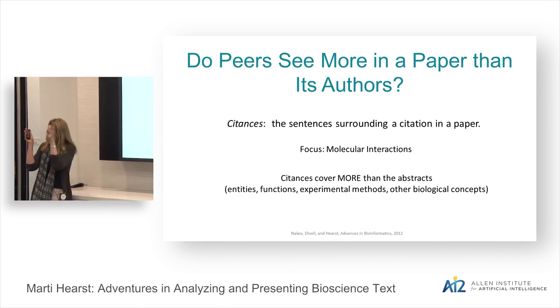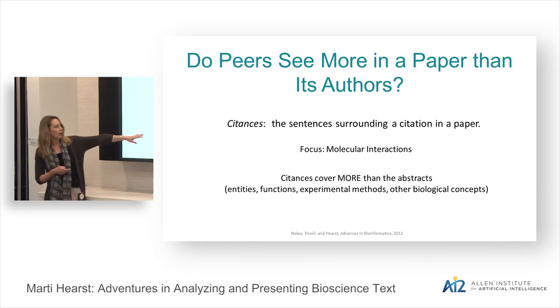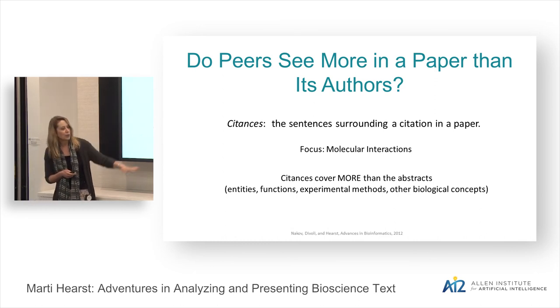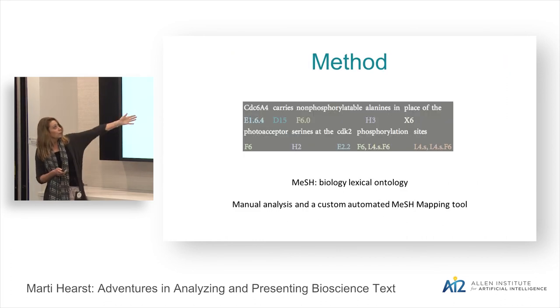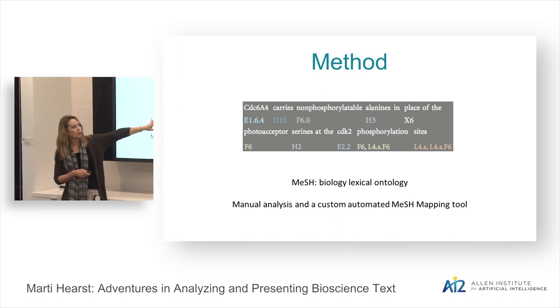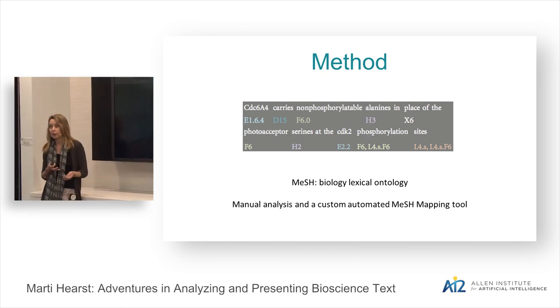And, you know, the very short summary is that the sentences for these, at least the papers we looked at, not only covered the pieces of information that were in the abstracts, but they covered more, 20% more on average. And I'm talking about entities, functions, experimental methods, and other biological concepts. And so what we did was, we would take sentences and we'd annotate them like this, really at the word level, with MeSH hierarchy terms. So MeSH is the Medical Subject Headings. And there was a combination of manual annotation followed by automated annotation.